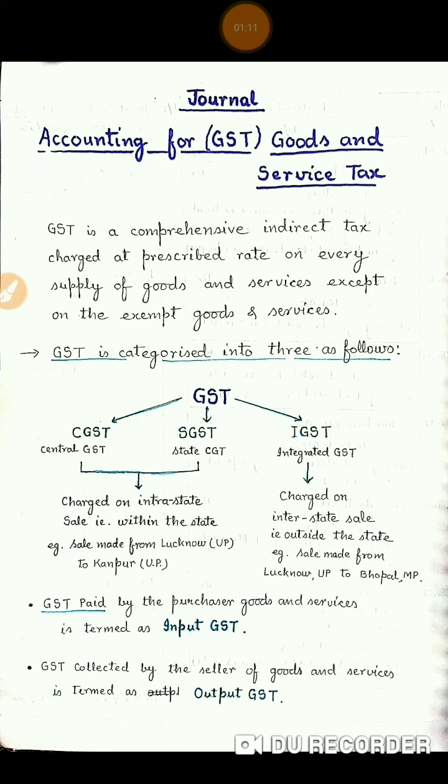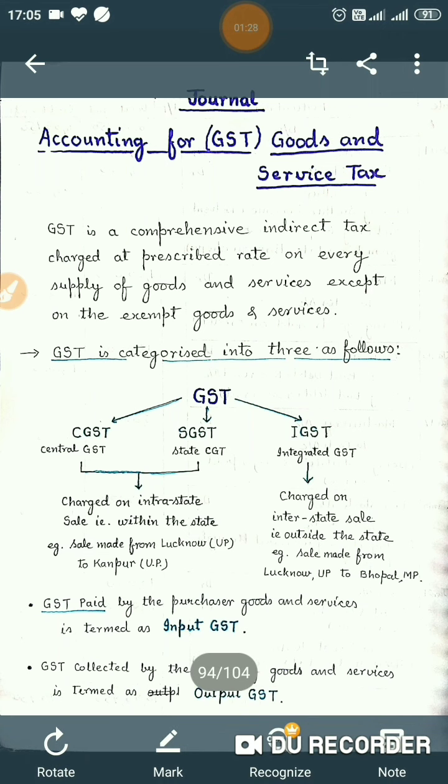So GST is an indirect tax. Earlier there were so many taxes charged on sale of goods and services. They are combined under one head, that is GST. That's why it is said that it is a comprehensive indirect tax, and it has some prescribed rate by the government on every supply of goods and services.